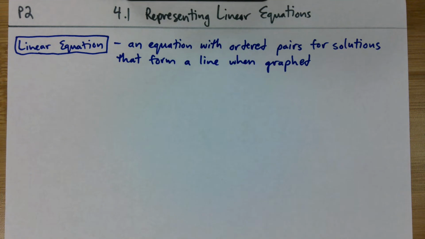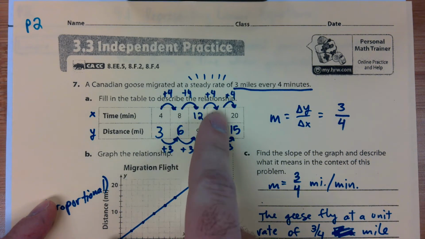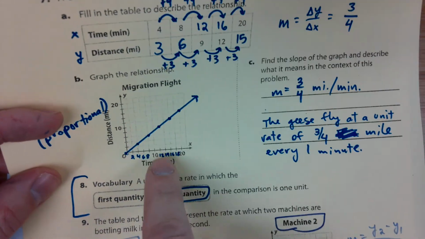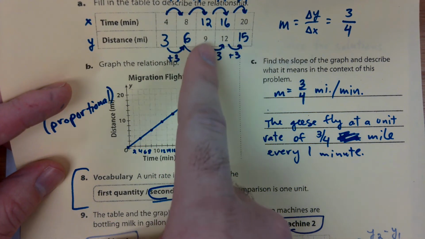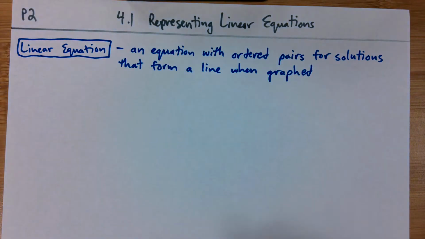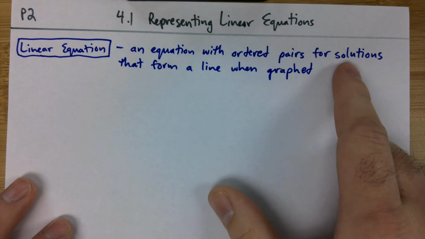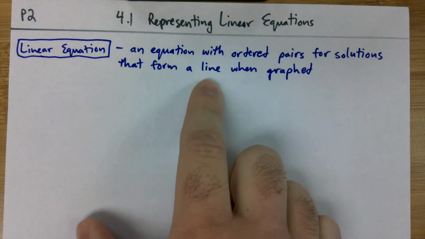Okay, and we've seen all this already. We're kind of just rephrasing it because the tables that we were working with on our worksheet that we just went over, these are all ordered pairs, right? These are all pairs of points. We plotted them on this graph: 4, 3, 8, 6, 12, 9. So a linear equation, all of its solutions are ordered pairs, just like we saw in the tables. And when we graph them, it's going to form a line.